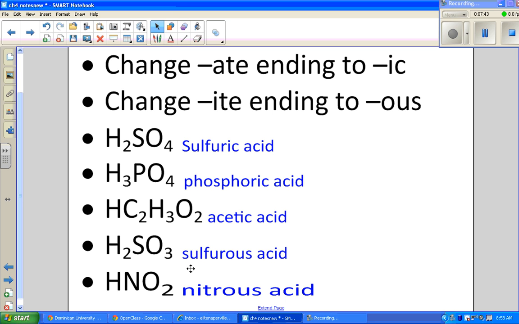SO3 is sulfite, and again we see the sulfur, but it's not sulfuric, it's sulfurous because it was an ITE ending. And then NO2 is called nitrite, and the element is nitrogen, but it's not nitrogen acid, it's nitrous acid, and it's OUS because it was ITE for the ending. And this does end the chapter on naming.